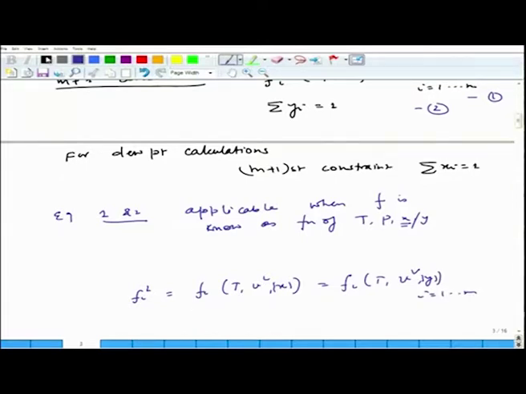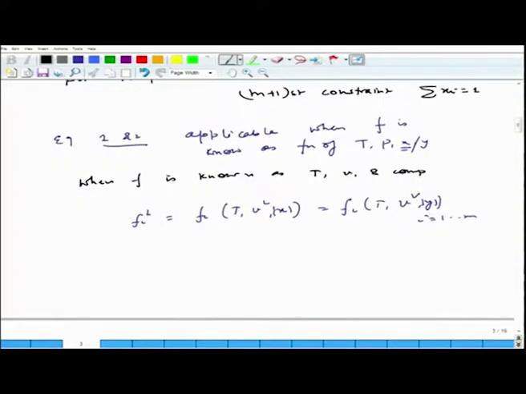So, this is useful when f is known as a function of T, V and composition. Then it is more convenient to write it this way, and in such a case we also write the pressure, because the pressure in both the phases, particularly the scalar version of it, at temperature T with V^L and x should be the same as with V^V and y.